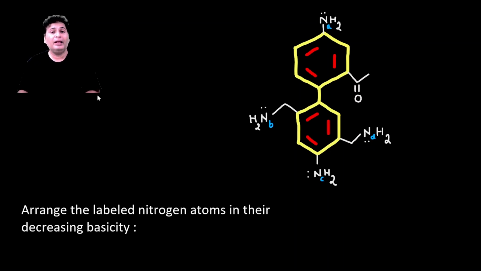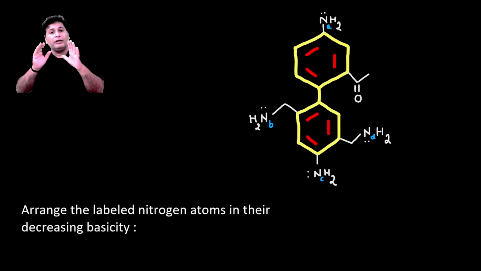You have to tell the decreasing order of basicity of these nitrogens, and for that you should remember that basicity of nitrogen is based on the availability of the lone pair on nitrogen, the availability of electrons on nitrogen. The more the electron density on nitrogen, the more will be its tendency to give electrons, and therefore higher will be its basicity. Basicity is related with the tendency of an atom to provide electrons. So on that basis we have to see a hierarchy.